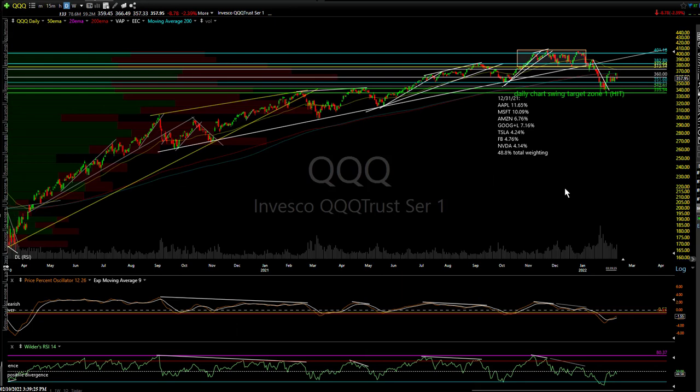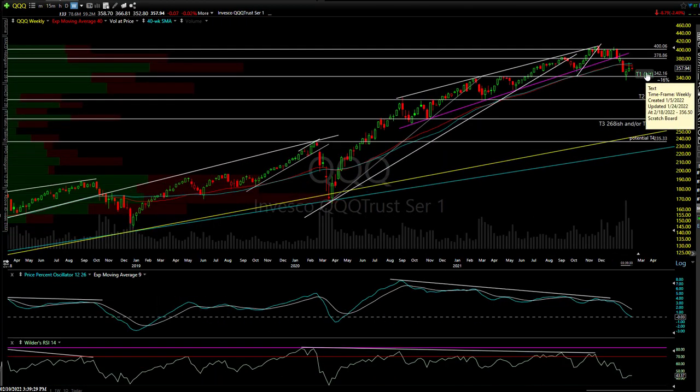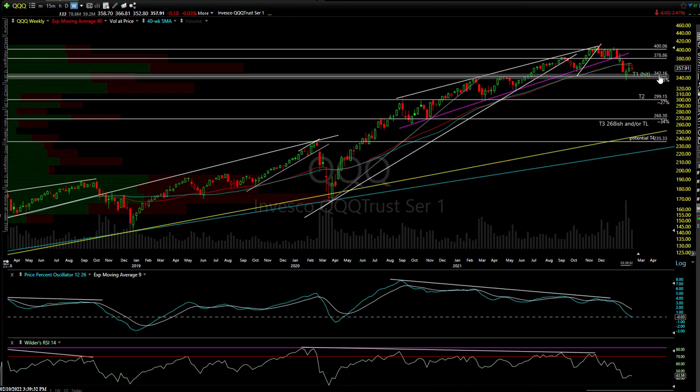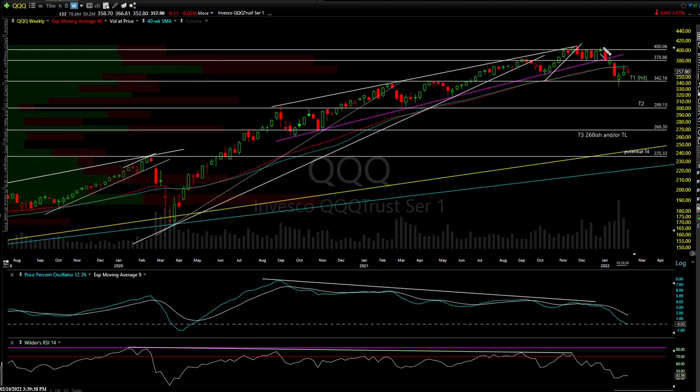Somebody asked my thoughts on the VIX, and just for anybody that's catching up on things, T1 was about 342 on QQQ, and that was hit a couple weeks ago. We bounced, so where we're at now is we had that impulsive leg down. It's just potentially taking the form of a bear flag, and for it to be a bear flag we want an impulsive breakdown, and if so, the measured target would be the flagpole added to the top of the flag, which should take us right down to about my second target.